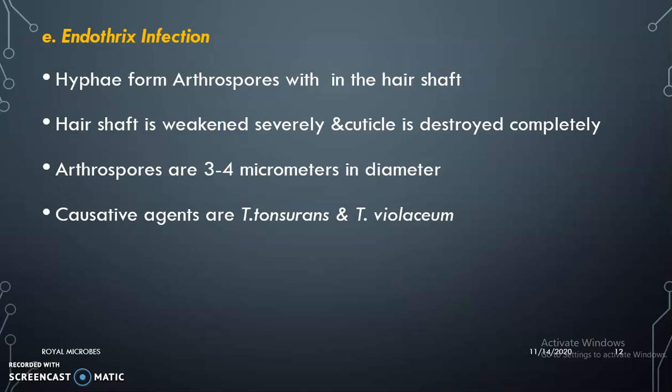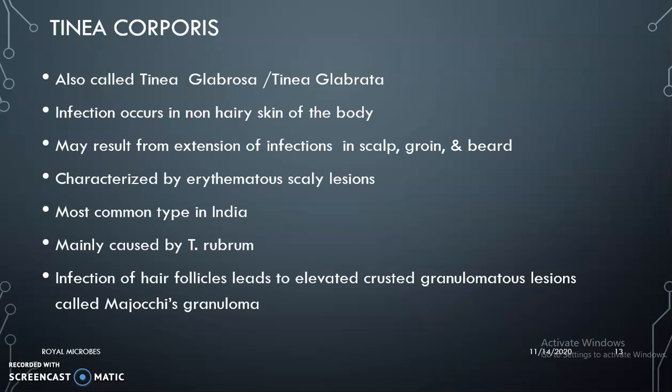Endothrix infection: hyphae form arthrospores within the hair shaft. The hair shaft is weakened severely and the cuticle is destroyed completely. Arthrospores may be 3 to 4 micrometers in diameter. Causative agents are Trichophyton species, that is tonsurans and violaceum. That's all about tinea capitis.